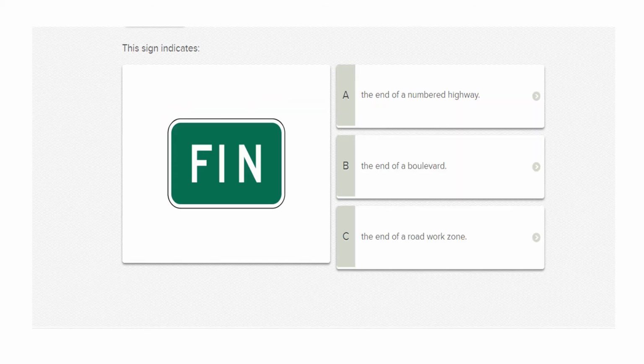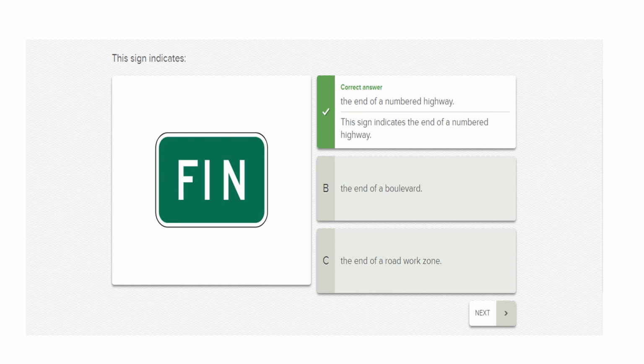This sign indicates option A, the end of a numbered highway. Option B, the end of a boulevard. Option C, the end of a roadwork zone. The answer is option A, the end of a numbered highway. This sign indicates the end of a numbered highway.